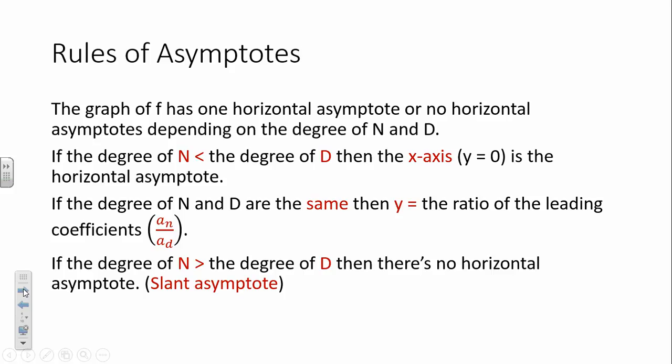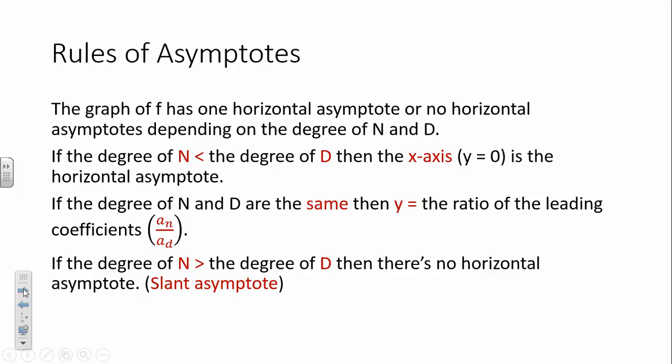When the degrees were the same, then what did we do? It's too shy. I know you know this stuff. I have to break out my spinner and call on you. The degrees are the same. What did we do? Yeah, the leading coefficient of the numerator over the leading coefficient of the denominator.